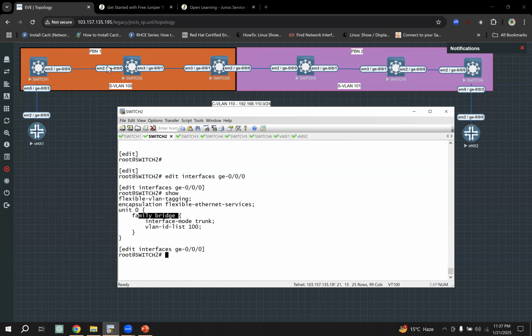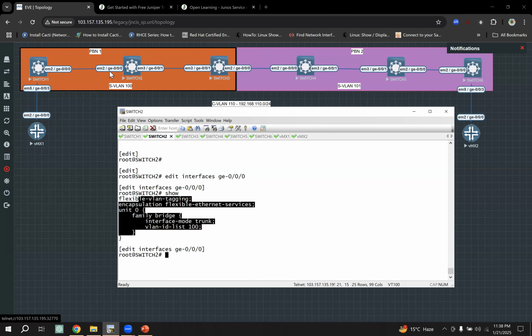That means this port is acting as a layer 2 port. The interface mode is trunk. That means this port allows multiple VLANs. I allowed here VLAN ID 100 because I use S-VLAN 100. That's why I configured the VLAN ID list 100. So this is the sample configuration in a service provider switch port.